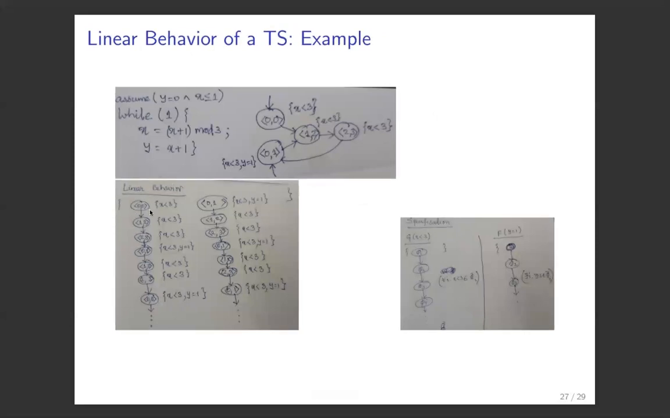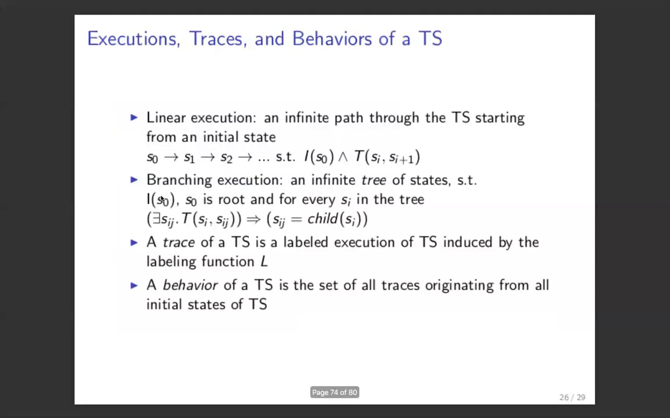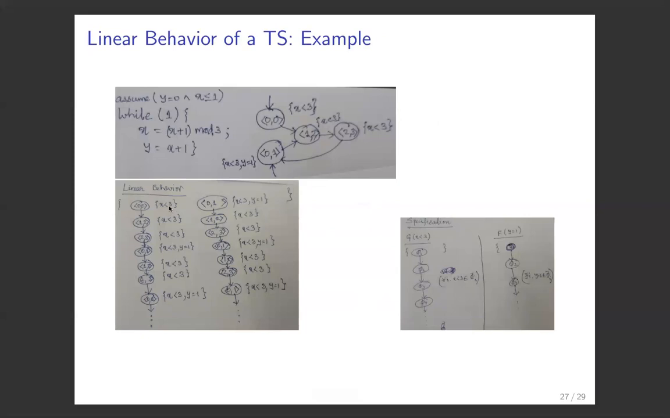So here I'm giving some linear executions. Suppose my labeling functions are x less than 3 and y is equal to 1. When I choose a particular labeling function, at the basic level, it makes a choice for me as to what it is that I'm tracking. So in each state, say I'm only interested in tracking if x is less than 3 or y is equal to 1. The linear behavior is the set of traces, correct? That's what I've defined. The behavior of a transition system is the set of all traces originating from all initial states. So from here, I only keep track of this. There are only these two ways. If I start with x less than 3, then I can only reach a state which is x less than 3, x less than 3, and so on.